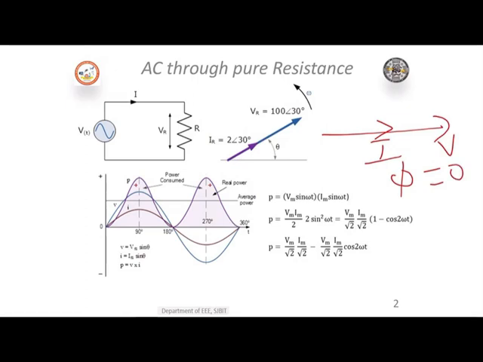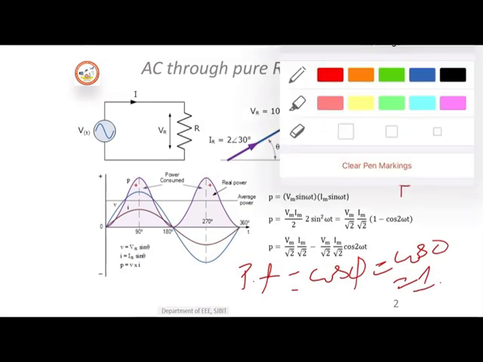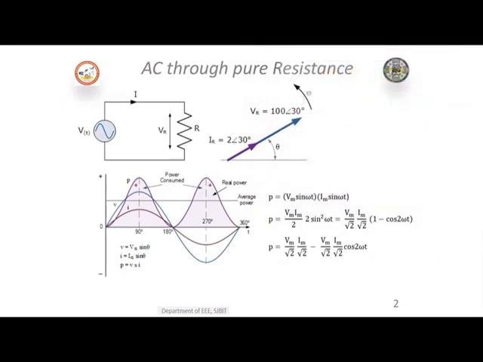We know that the power factor is given by cos phi. We know that cos 0 will be equal to 1. That's why in case of a pure resistance, the power factor will be unity. Next, let us derive the equation for the power. We know that the instantaneous power P is given by instantaneous voltage into the instantaneous current. We have just derived the equation for V as Vm sin omega t and I as Im sin omega t. We are going to substitute that and simplify further.